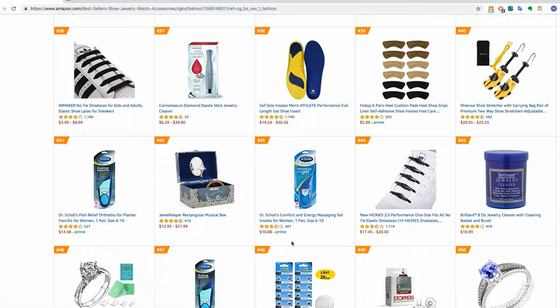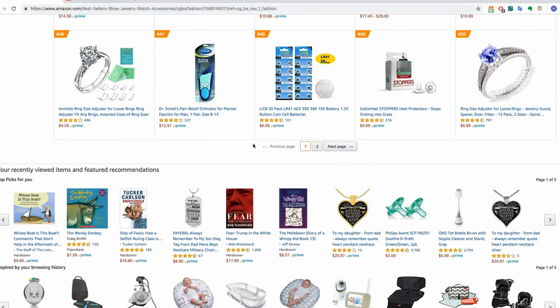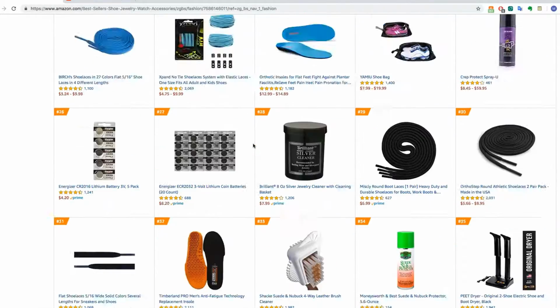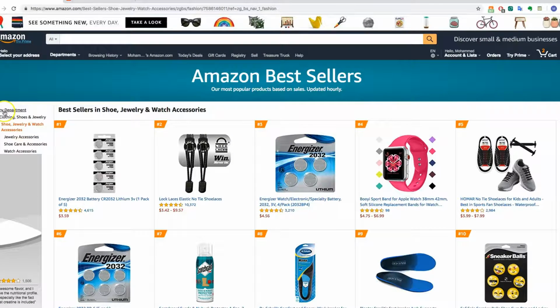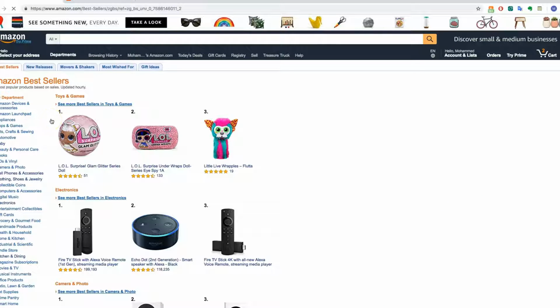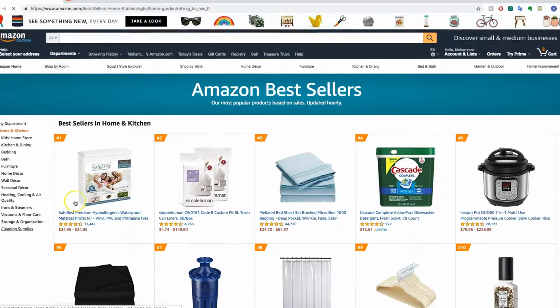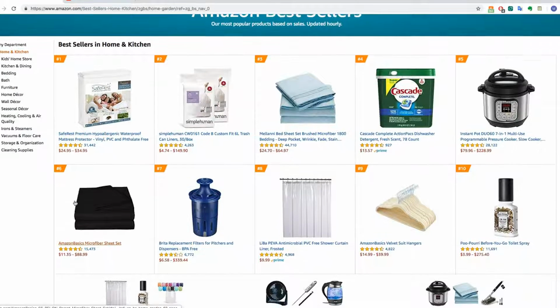And I literally take the product. I go to AliExpress and I see if that product is selling. You can do this for everything. You can do this for your product. You can do this for any category, because this category holds the best of the best in Amazon. All right, you can go to home and kitchen. Tons of products there that you can sell.